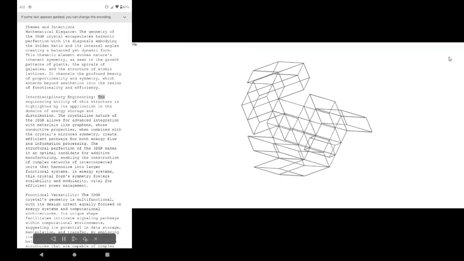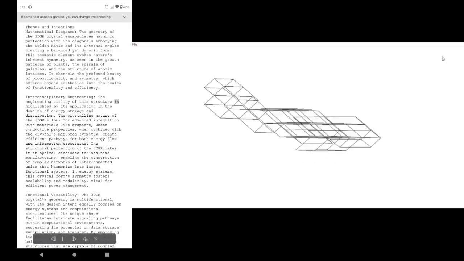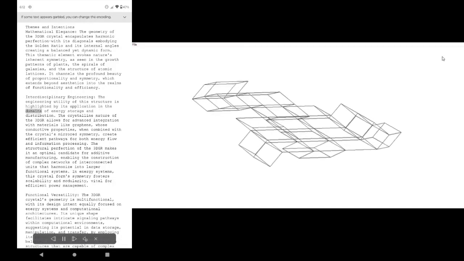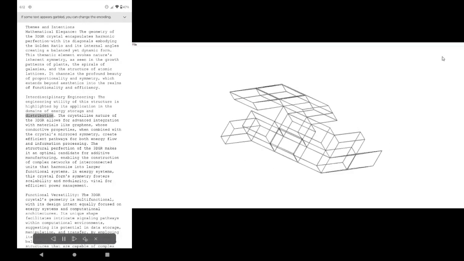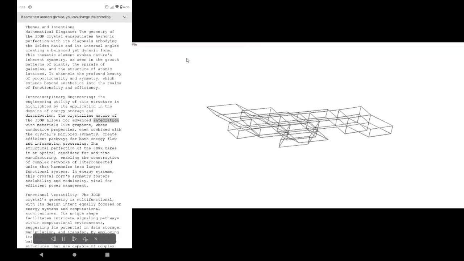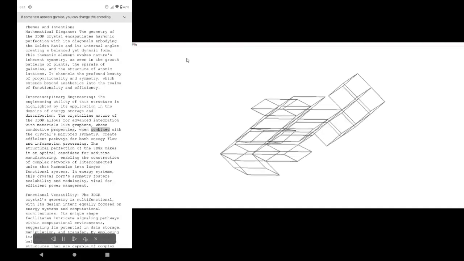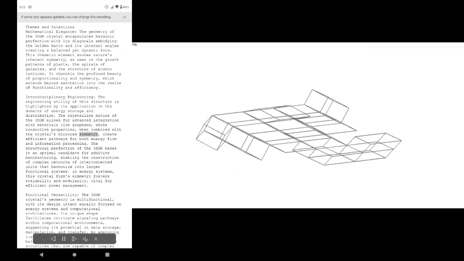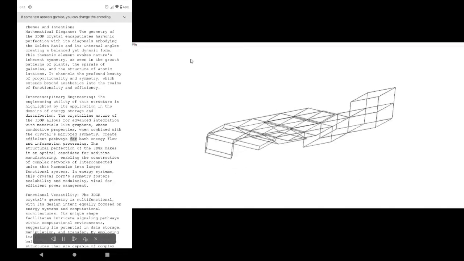Interdisciplinary engineering. The engineering utility of this structure is highlighted by its application in the domains of energy storage and distribution. The crystalline nature of the 3D GR allows for advanced integration with materials like graphene, whose conductive properties, when combined with the crystal's mirrored symmetry, create efficient pathways for both energy flow and information processing.